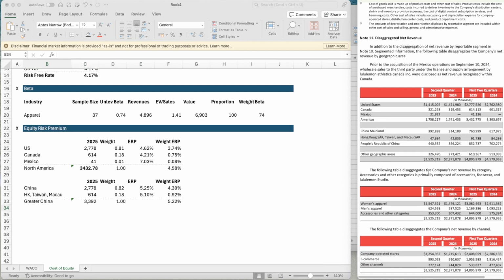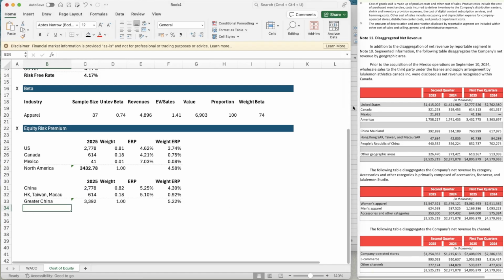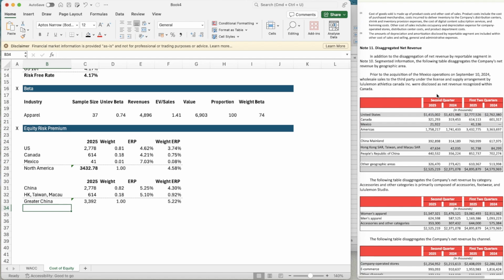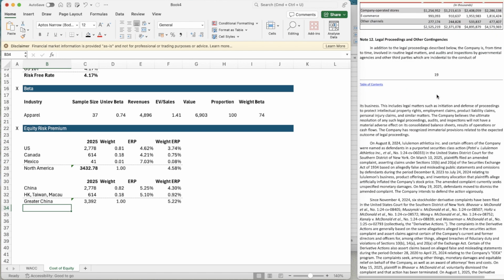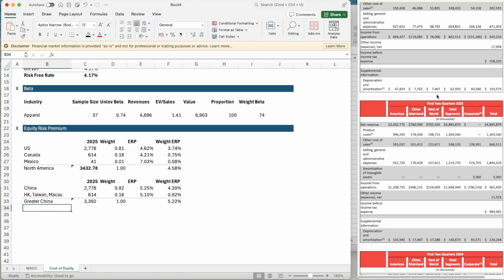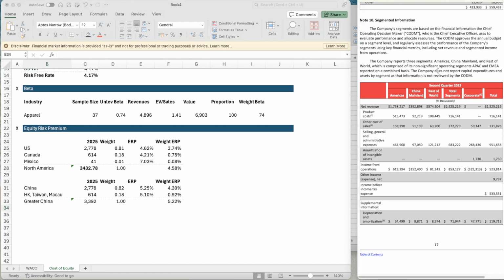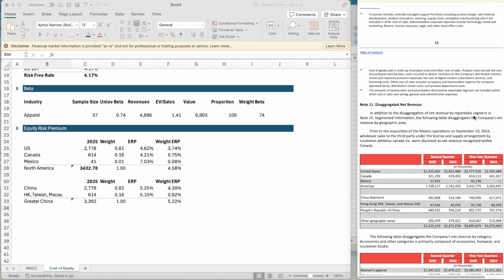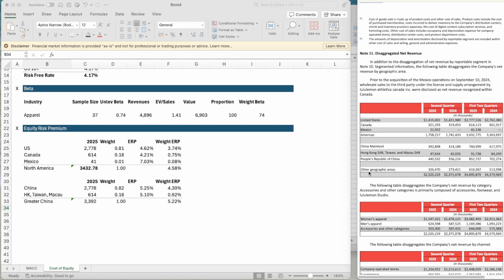Now, what do we do? Other geographic areas. They've said this is APAC and then EMEA, Europe, Middle East, and Africa. So we can just, yeah, here it is. The company reports 3 segments: Americas, China mainland, and rest of the world, which is comprised of its non-significant operating segments APAC and EMEA, reported on a combined basis. So, other geographical areas.